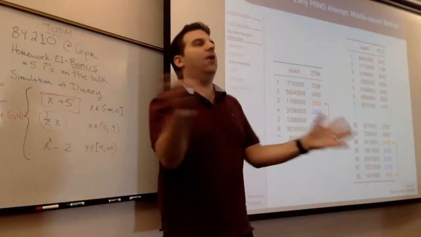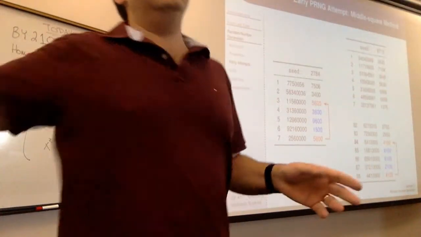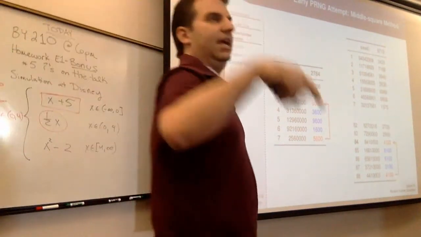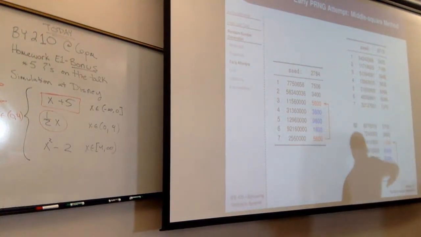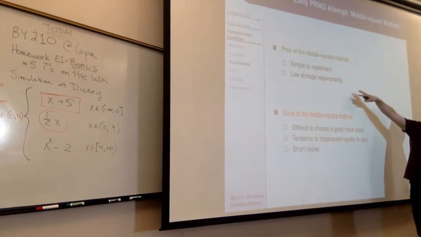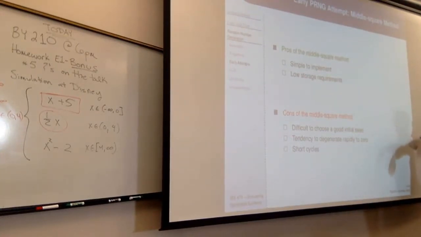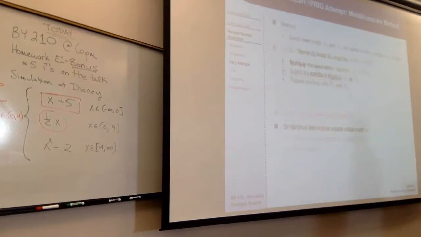So it might even be hard to detect, but eventually, if you run your simulation long enough, you get the same interarrivals over and over and over again, even though early on you had a good outcome. So that was no good. It's simple to implement, and you only have to store these 4 digits, but it's difficult to choose a seed. It tends to degenerate to 0 or produce short cycles. So that ended up being a bad method.